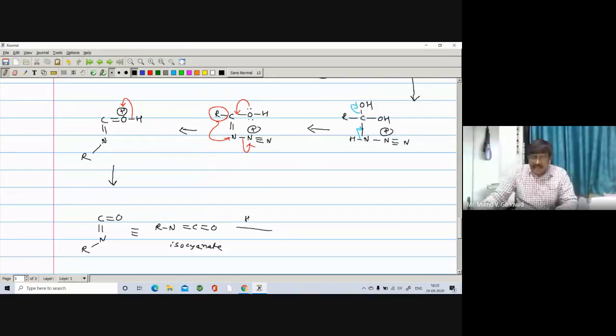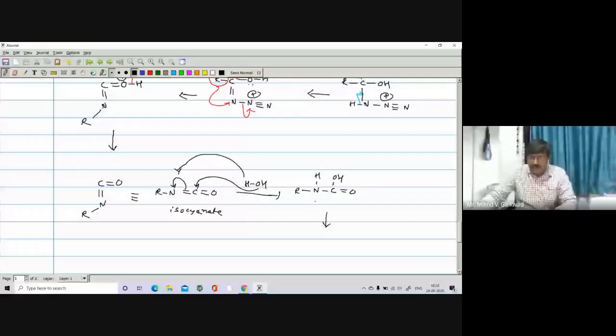So there is an attack of HOH, water. Again, the nitrogen is more electronegative, nitrogen negative, carbon positive. So this H positive will attack on this N negative, and this OH negative will attack on this C positive, and you are having R, there is a N, here is a C, double bond O, attack of H, attack of OH, and further it again opens on the nitrogen, nitrogen negative, carbon positive.